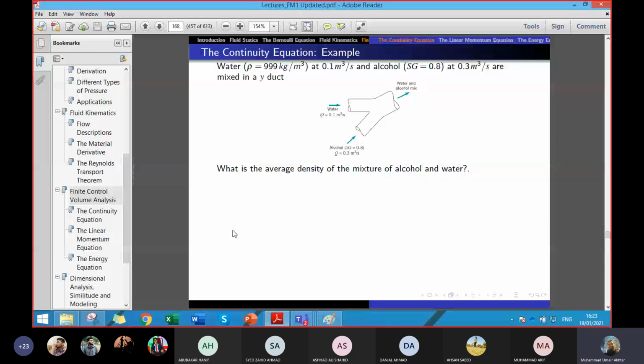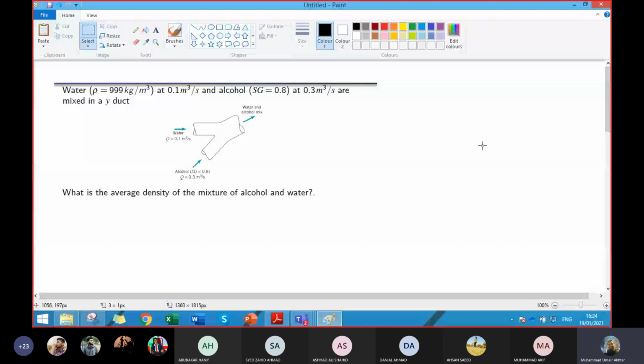Okay, here in this problem, we have a Y mixer. A Y mixer is basically like, when you open hot water and cold water at home, they mix and an average temperature water comes to you in the shower. So a Y mixer is this kind of thing. But in this Y mixer, we are mixing water and alcohol. We have water on one side at a volume flow rate of 0.1 meter cube per second. And we have alcohol having specific gravity 0.8 at a flow rate of 0.3 meter cube per second. After mixing, you will get a mixture of water and alcohol. The question is asking you to calculate the average density of the mixture, that is the mixture of alcohol and water. Can you solve this?